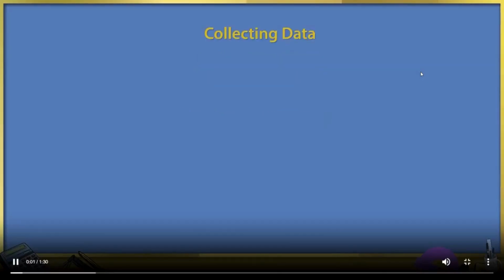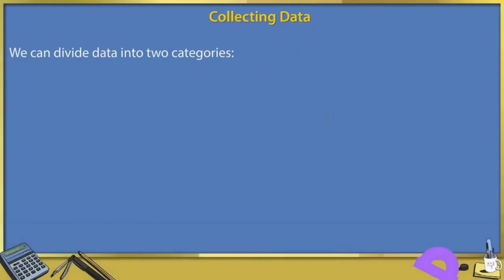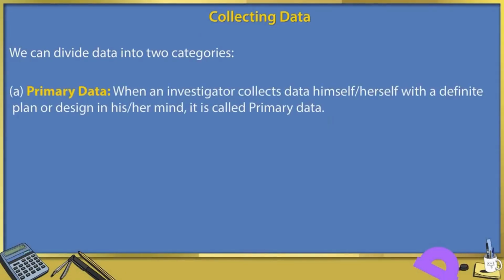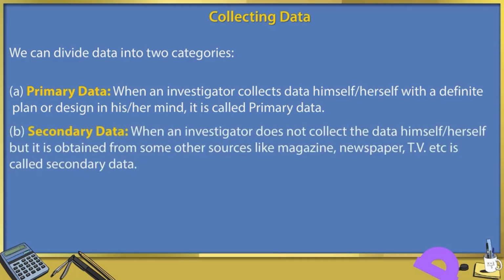Collecting data. We can divide data into two categories. A. Primary data. When an investigator collects data himself or herself with a definite plan or design in his or her mind, it is called primary data. B. Secondary data. When an investigator does not collect the data himself or herself, but it is obtained from some other sources like magazines, newspaper, TV, etc., it is called secondary data.